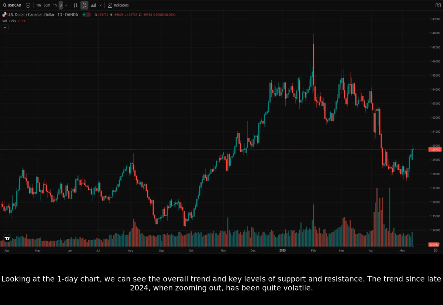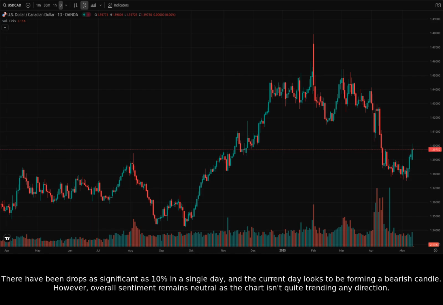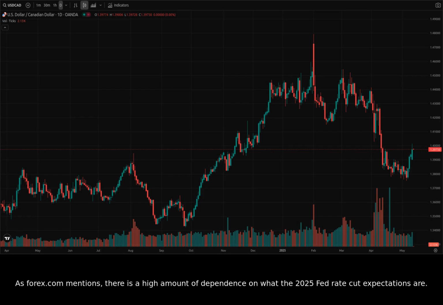The trend since late 2024, when zooming out, has been quite volatile. There have been drops as significant as 10% in a single day, and the current day looks to be forming a bearish candle. However, overall sentiment remains neutral as the chart isn't quite trending any direction. As Forex.com mentions, there is a high amount of dependence on what the 2025 Fed rate cut expectations are.